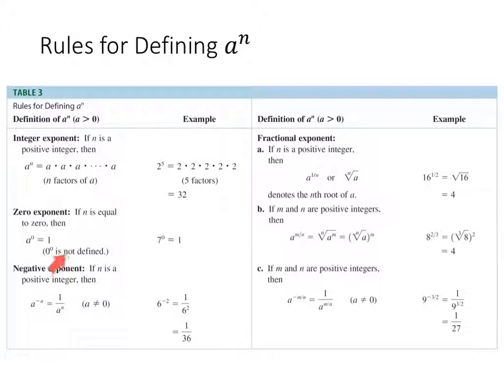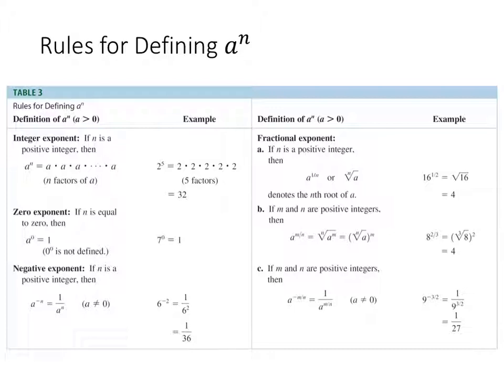A zero exponent, as we said, 0 to the 0 power is not defined, but any other number other than 0 raised to the 0 power is 1. And a negative exponent is like a direction sign. This negative exponent tells me to take it across the fraction bar in order to make it positive. So 6 to the negative 2 is the same as 1 over 6 to the positive 2. Now I know what 6 squared is. 6 squared is 36, and so I'll simplify my fraction.